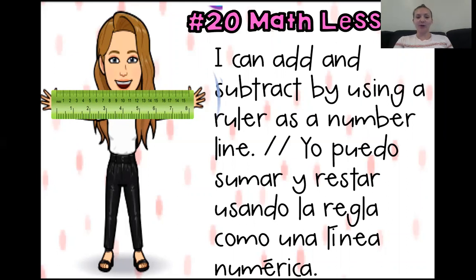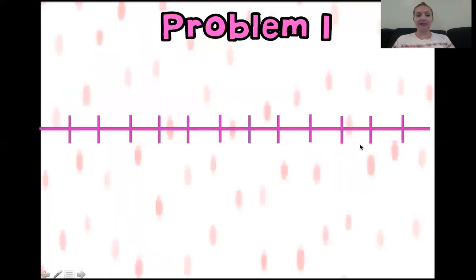What is our action? What are we doing today? ¿Cuál es la acción que vamos a hacer hoy? We are adding, sumando, we are subtracting, restando. And how are we doing that? We're doing something special today. ¿Cómo vamos a sumar y restar hoy? Using a ruler like a number line. So rulers and number lines are really similar because they both have a line with dashes and the numbers are a certain distance apart. So let's see what that'll look like today.